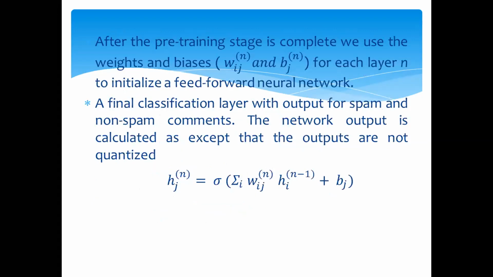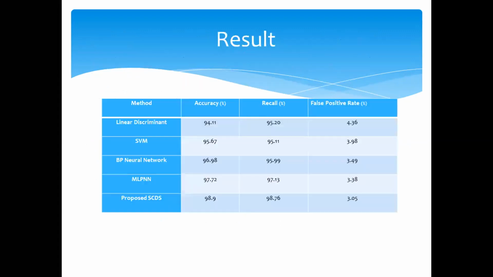After the pre-training stage is complete, we use the weights and biases of each layer to initialize the feed-forward neural network. The final classification layer gives output for spam and non-spam commands. The network output is calculated using these equations, and the spam and non-spam commands are classified. Finally, we get the result using this SCDS method.